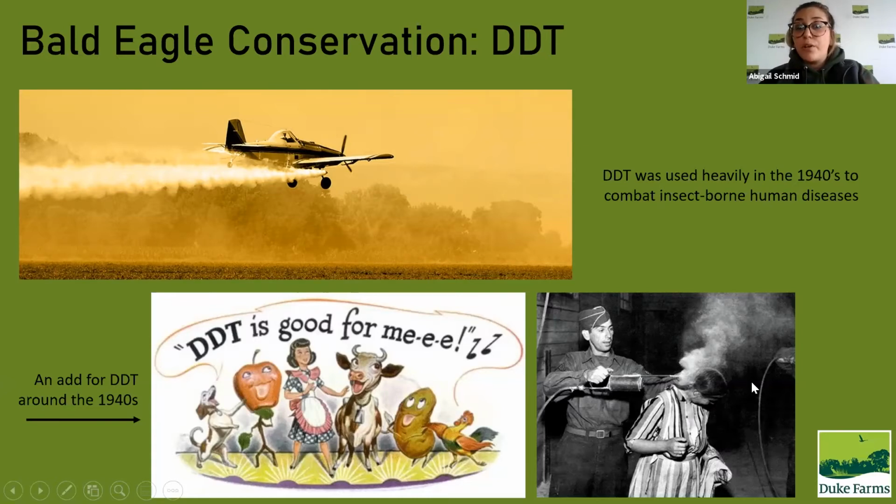We have sprayed chemicals on ourselves to try to combat a problem. But by doing that, we're creating more problems for ourselves. Here is an ad for DDT in the 1940s, okay? Everyone's happy. We have our cow, a potato, a chicken, an apple, a dog, and a human singing, DDT is good for me. It's not. And it's definitely not good for bald eagles, and it's not good for the natural world around us.